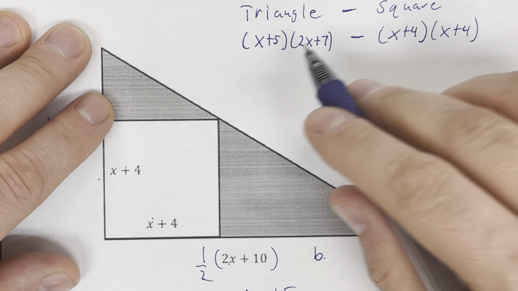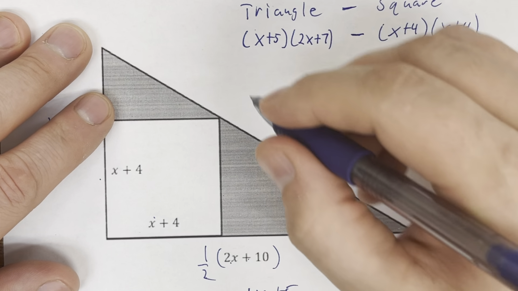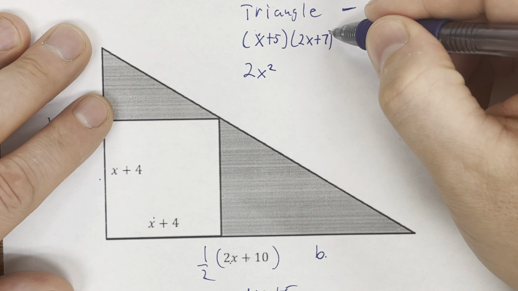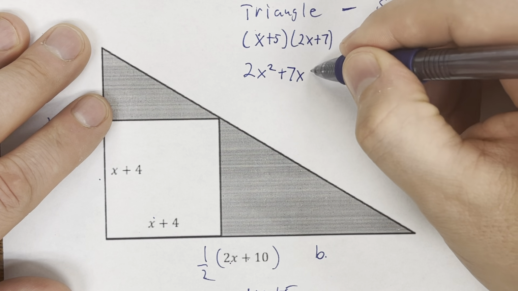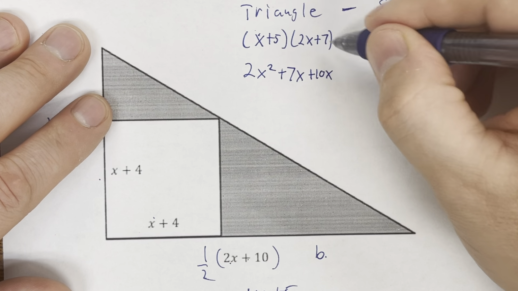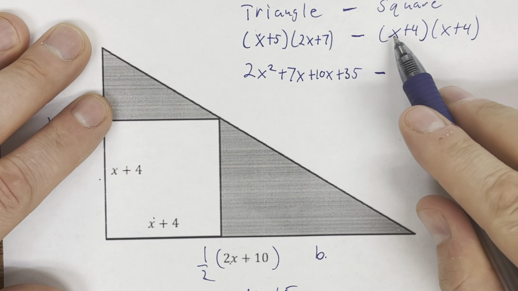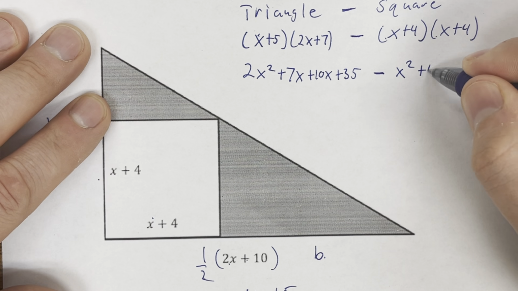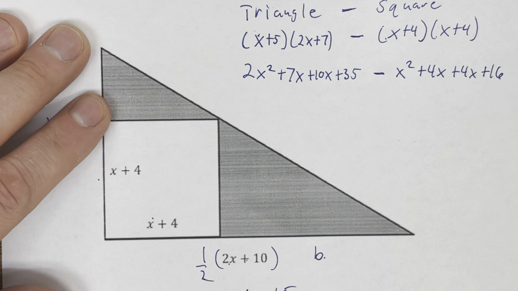Now before I subtract these, I have to multiply. So gotta FOIL it out. X times 2x is 2x squared. Here I have an x plus 7, x times 7, which is a plus 7x. Then a plus 10x. 5 times 7 is 35. Minus. Now our other one, we gotta FOIL it out. X times x is x squared. X times 4 is plus 4x. 4 times x is plus 4x. 4 times 4 is 16. So I kind of went through that one a little quicker.